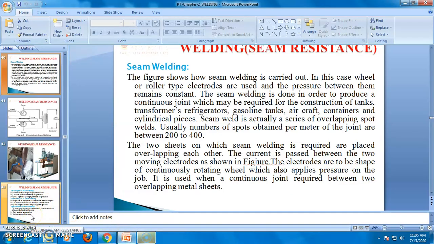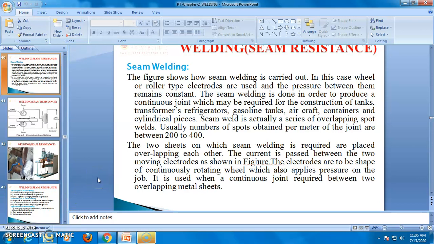So welcome again to the production technology video lecture class. From today's class we study about seam welding. In the previous class we studied about spot welding. Let's start seam welding, which is the next resistance welding process.